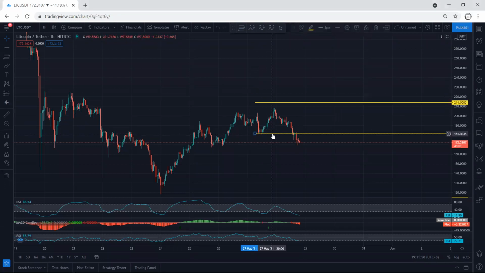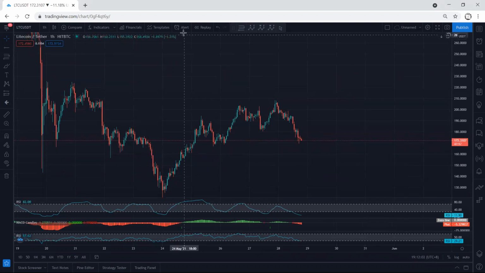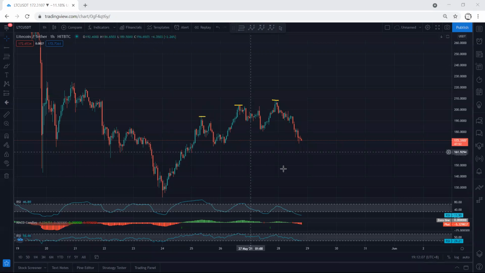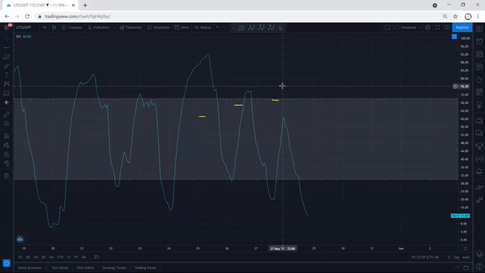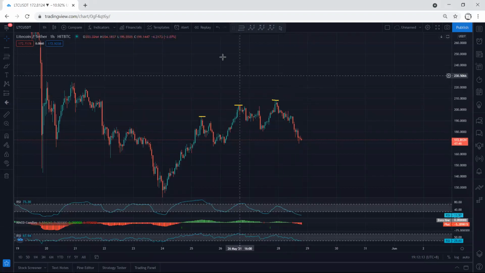If I remove all these things, the first thing I need to highlight here: after we get this up move, as we can see, the price broke the previous stop, and if we put these three tops relative to each other, we see we had a divergence. And how about here as well? That's why mostly we could expect the price to drop.